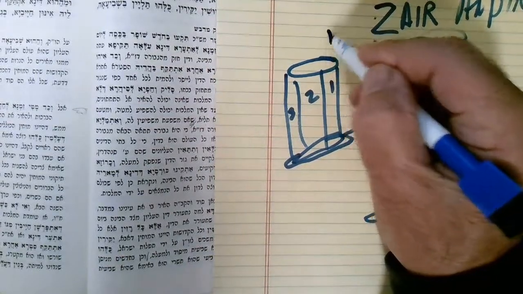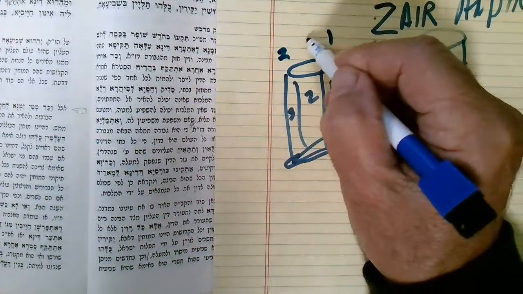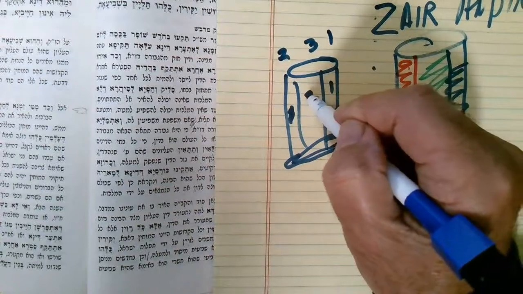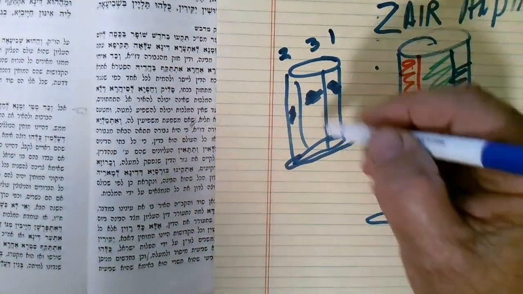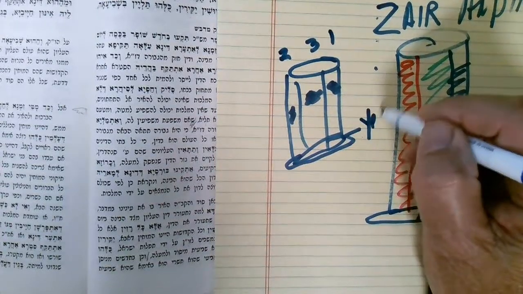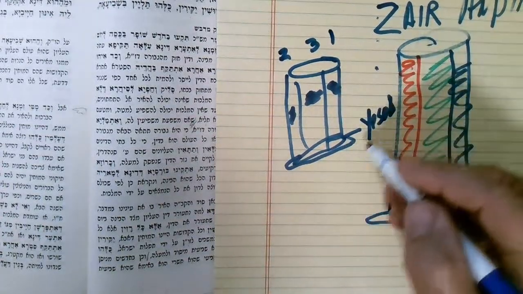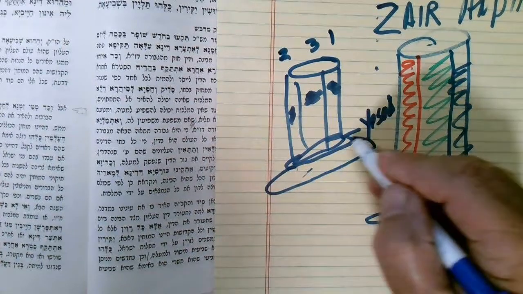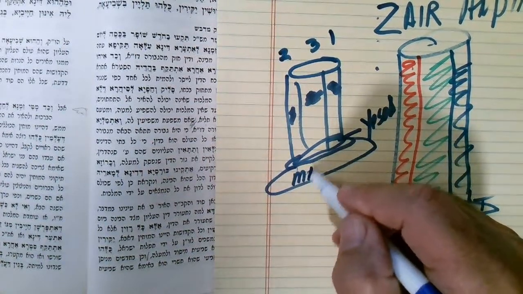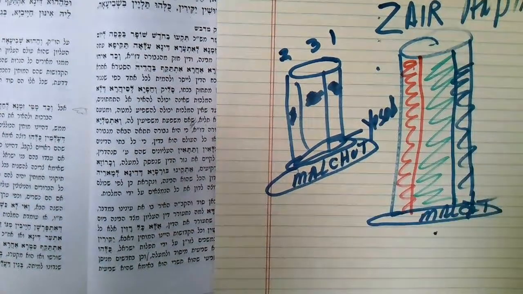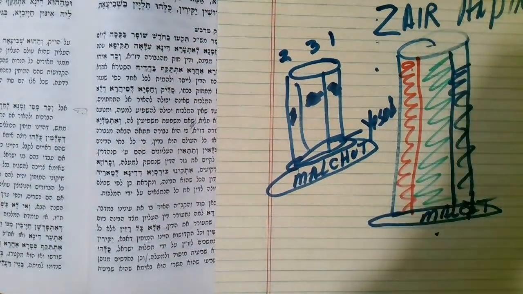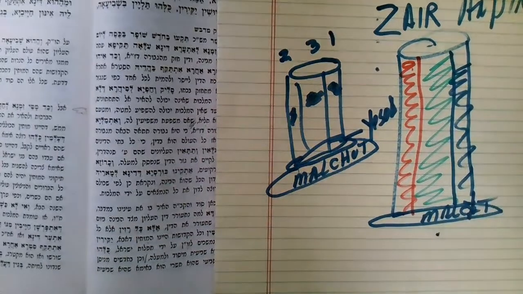Actually, that's wrong. It's 1, 2, and 3. That's really the way it's supposed to be. You see this in the prayers and so on. It flows into the Yesod. And then the Yesod flows into another pool, which is called Malchus. Okay, I messed this up the last time. I'll get it right this time. So you have two pools: the pool and the pool of the pool.